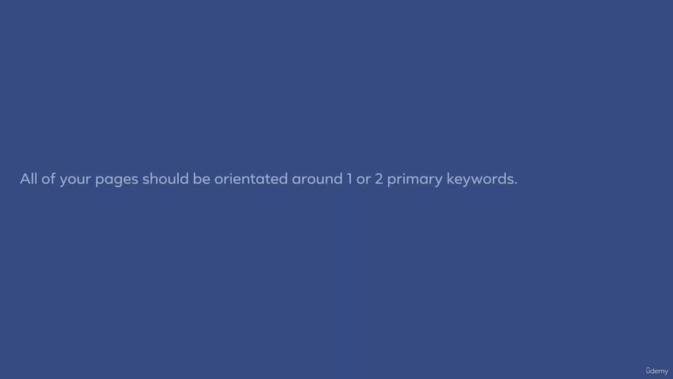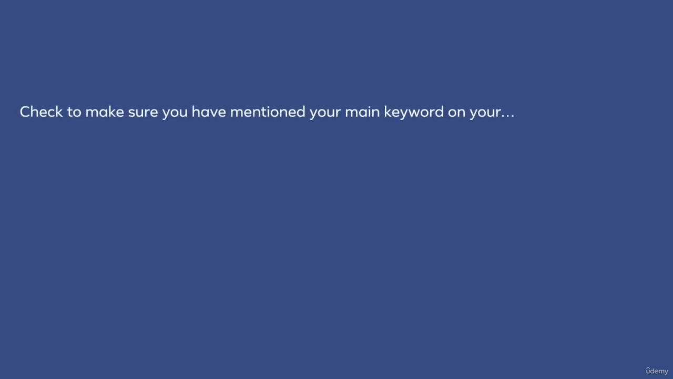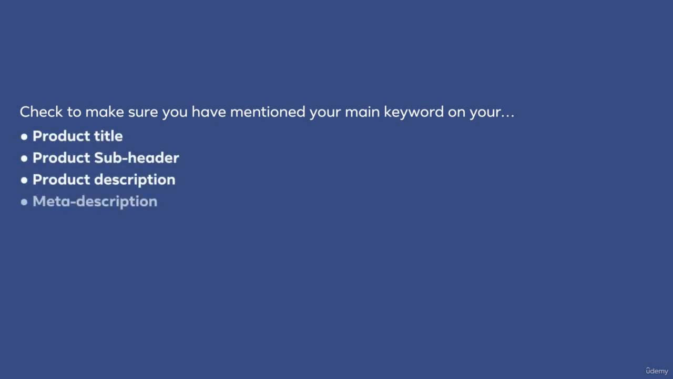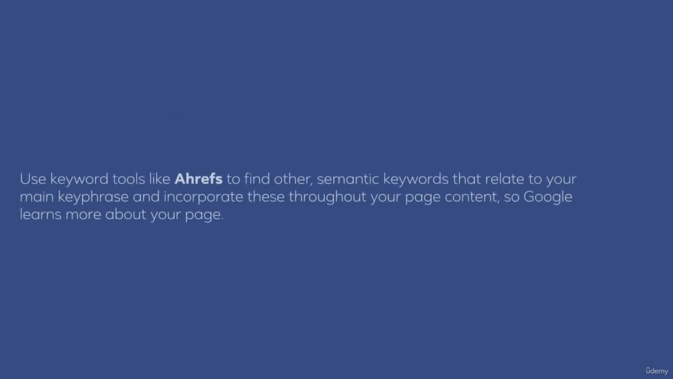Keywords checklist for product pages. All of your pages should be oriented around 1 or 2 primary keywords. Check to make sure you have mentioned your main keyword in your product title, product subheader, product description, meta description, image alt text. Use keyword tools like Ahrefs to find other semantic keywords that relate to your main key phrase and incorporate these throughout your page content, so Google learns more about your page.